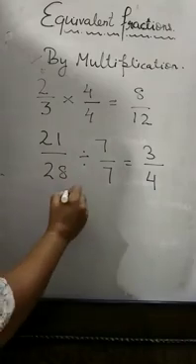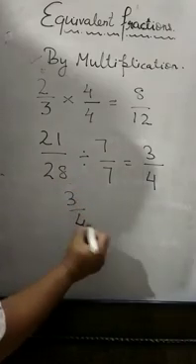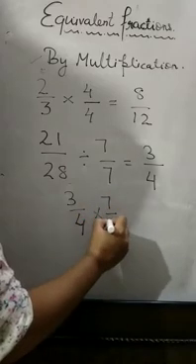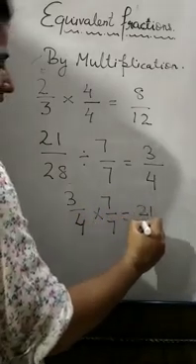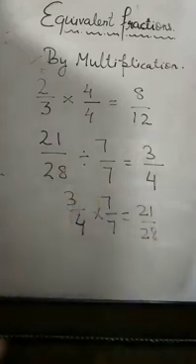I can cross check it also. If I write 3 upon 4 and multiply both by 7, I will get the same fraction, 21 upon 28.